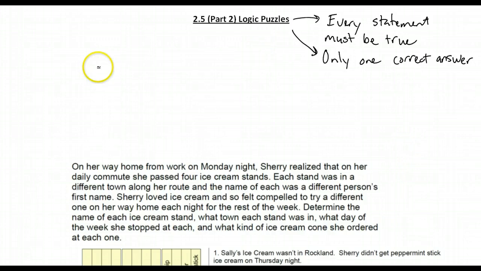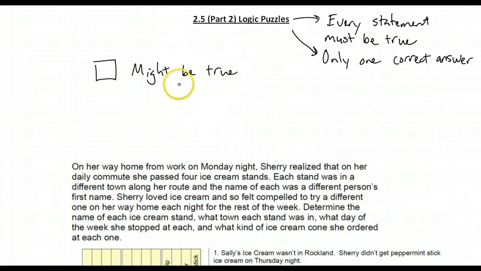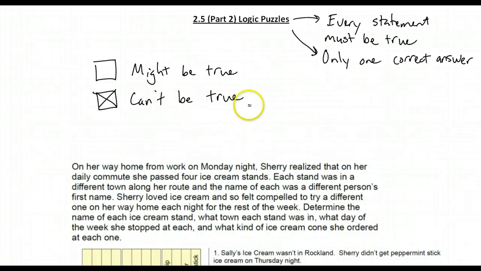Now there's three things that we work with in a logic puzzle. A blank square means that might be true. We don't have enough information, we can't conclude anything. An X in a square means can't be true. We've ruled that that can't happen. And if we fill in a box, that means that that statement has to be true.